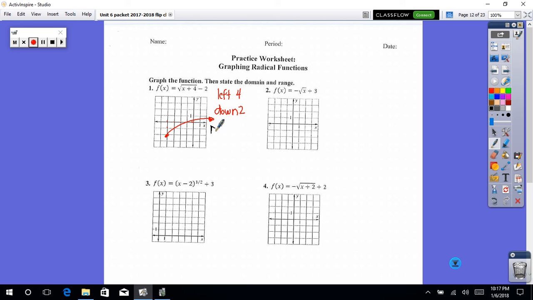As far as my domain, how far to the left did I go? Well, I went to the left 4, and then I go to infinity. My range moved me down to negative 2, and I can go forever in the positive infinity.